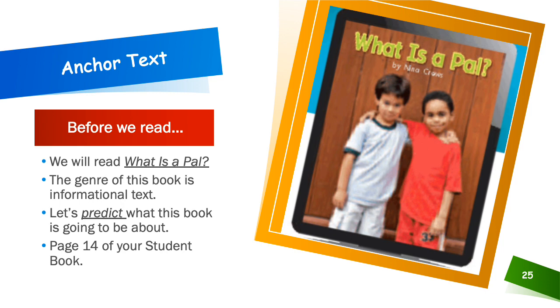Let's look at the picture in the cover. Let's predict what this book is going to be about. Well, we know that it's an informational text, so we know it will be about something real. I see two boys who have their arms around each other. And the title says, What is a Pal? And I know that pal means friend, so I think that this book is going to be all about how to be a good friend. What do you think? Let's get started.